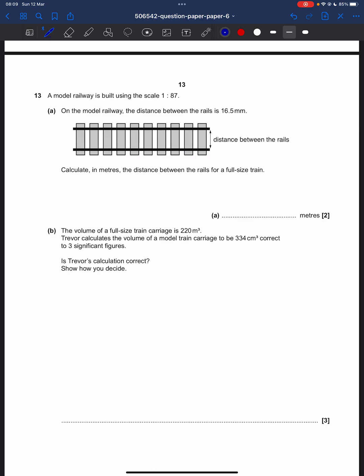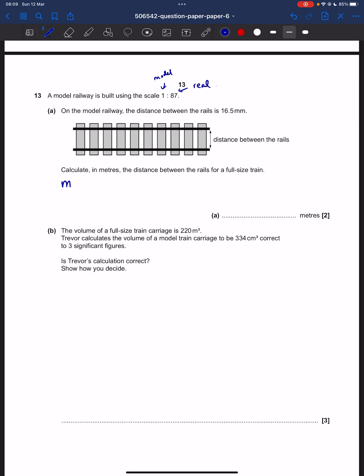Okay. A model railway is built using the scale 1 to 87. On this railway, the distance between the rails is 16.5 millimetres. Calculate in metres the distance between the rails for a full-size train. Okay, so that's going to be the model, and that's going to be the real life. So the real life is 87 times bigger than the model.